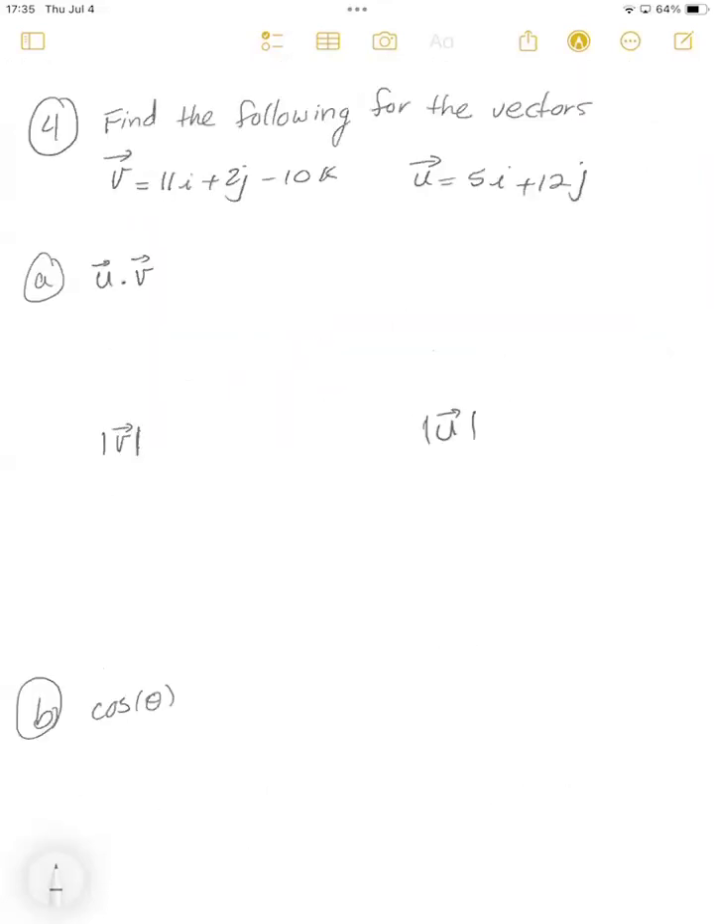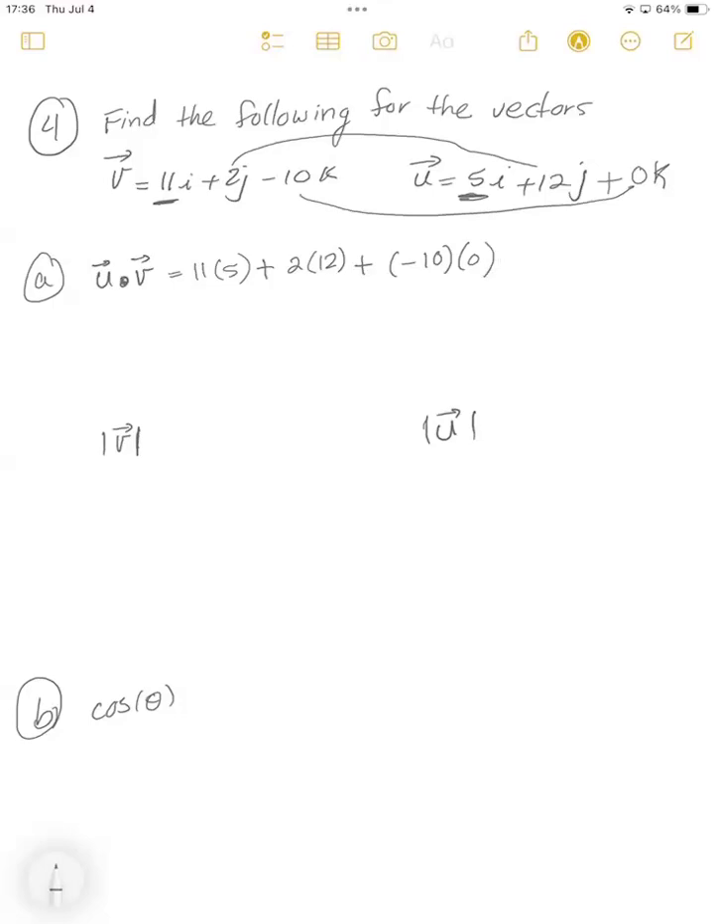Find the following for the vectors. So we want to find u dot v, we want to find the magnitude of v, we want to find the magnitude of u. So u dot v, all it is, you multiply this 11 by 5. When you take the dot product of two vectors, you just get a number. And what the number is, you multiply the i components, 11 and 5. Then you add to it the j components, 2 times 12. And you multiply the k components, minus 10. I don't have a k component, so this is 0k, so I multiply negative 10 by 0.